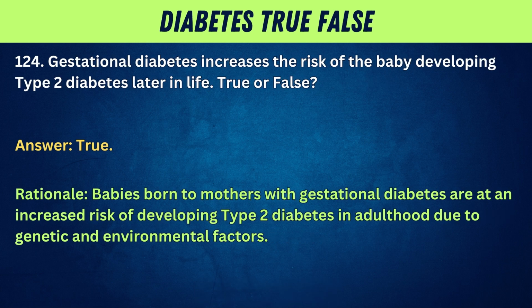124. Gestational diabetes increases the risk of the baby developing type 2 diabetes later in life. True or false? Answer: true. Rationale: babies born to mothers with gestational diabetes are at an increased risk of developing type 2 diabetes in adulthood due to genetic and environmental factors.